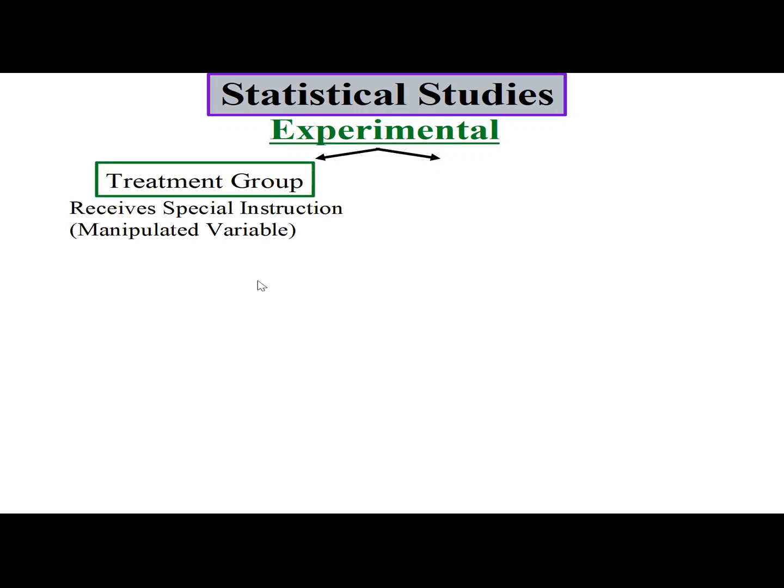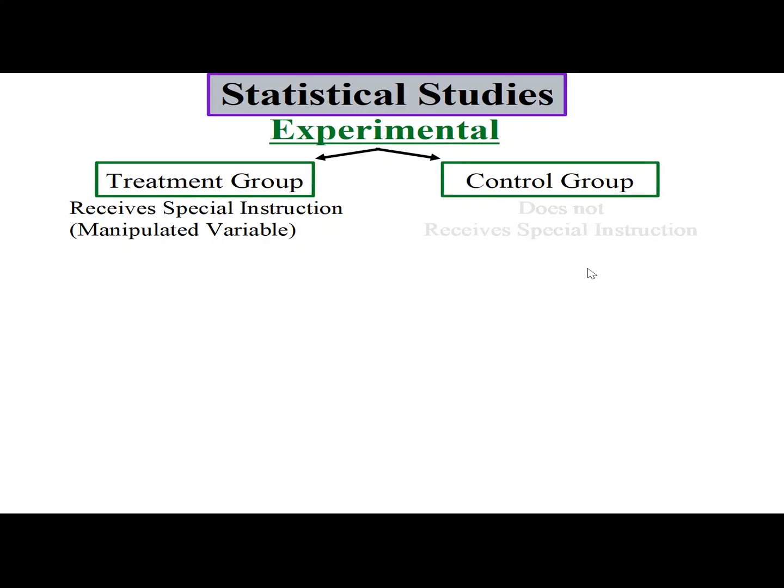Here we go. Experimental. In experimental studies, they usually have two groups. One of them is the treatment group, and that group receives special instruction or is being manipulated by a variable. And the second group is called a control group. So if the first one is a treatment group that receives special instructions, what do you think the control group is? Very good, good participation. A group that does not receive special instruction. So once again, the first one, the treatment, does receive it. The control group does not receive it.